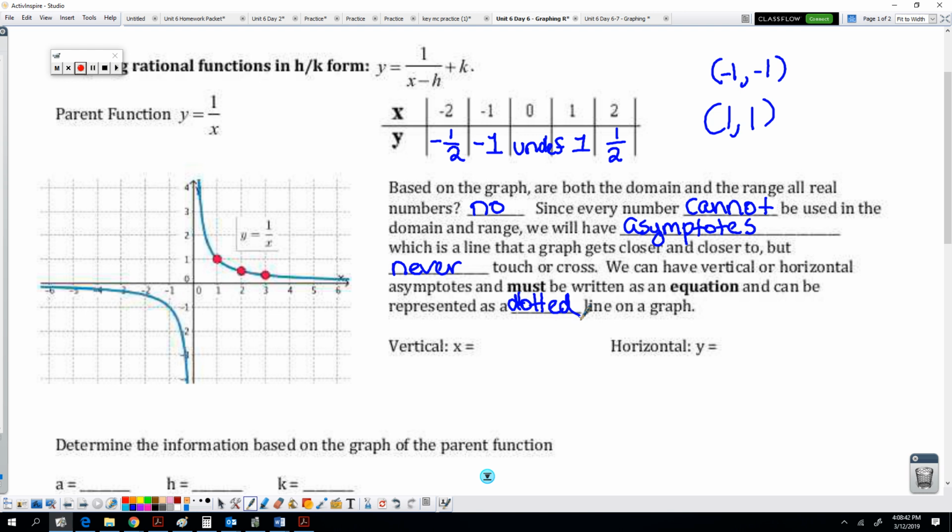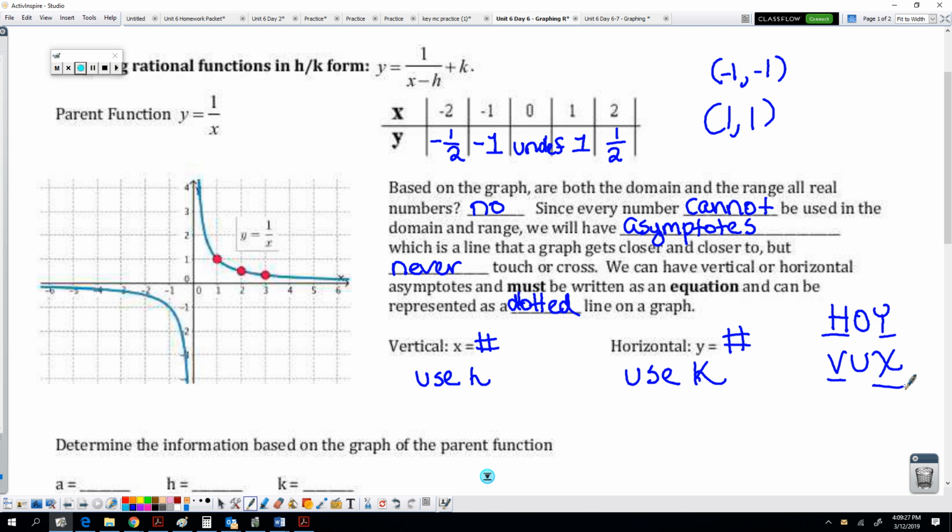Now, whenever you have a vertical asymptote, it's going to be x equals a number, and then y equals a number for the horizontal one. Normally with your x, you're going to use h. And when you want the horizontal asymptote, you're going to use k. If you need help remembering the equations for vertical and horizontal, you can remember HOYVUX. Horizontal lines is a y equals, and vertical lines is an x equals.